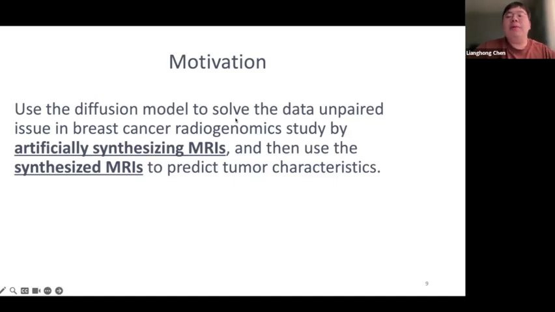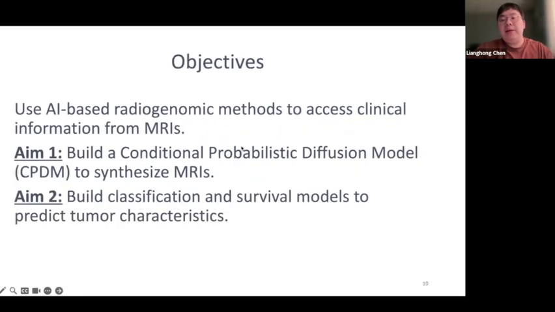We know the power of the diffusion model. Then we expect to use it to solve the data unpaired issue in our breast cancer radiogenomic study by artificially synthesizing MRIs. After we have the synthesized MRIs, we use them to predict the tumor characteristics. Therefore, accordingly, we have two aims in our research. We first aim to build a conditional probabilistic diffusion model to synthesize MRIs, and then build some classification and survival models to predict tumor characteristics and other clinical information.